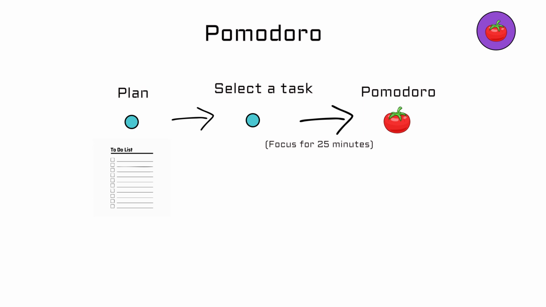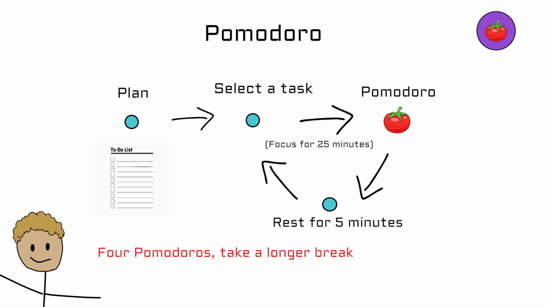Step 3. When the 25 minutes are up, take a mandatory 5-minute break. Have some water, stretch, or walk around. Step 4. Repeat the process. After completing 4 Pomodoros, take a longer break of 15 to 30 minutes to fully recharge your brain. These 25-minute focus blocks help you stay on task and prevent mental fatigue through short breaks.